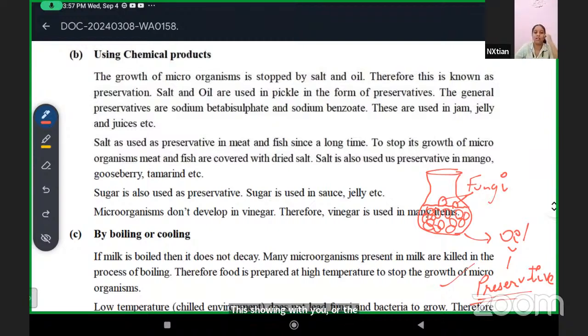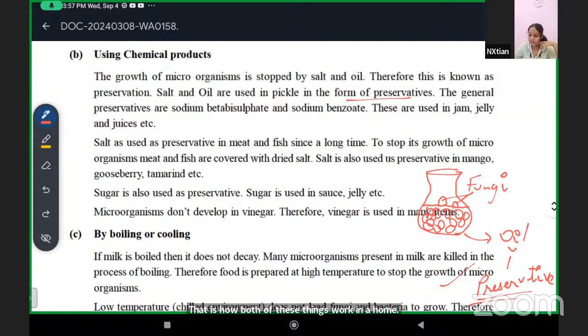And pickles, we know that once they are made, a lot of oil is put in the pickle, and the pickles stay for like 2 or 3 months. You can keep a pickle; it doesn't get rotten easily. That is how salt and oil, we saw the salt example in the chili and the oil example in the pickle, both work as preservatives.